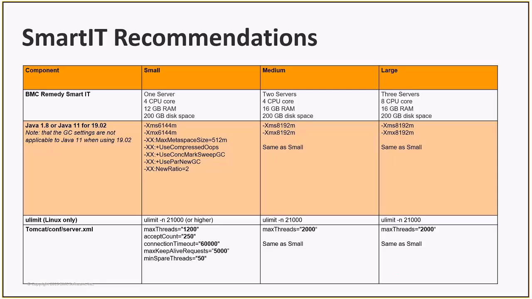And notice the memory requirements of 6 gigs and 8 gigs. And notice the ulimit setting. We recommend setting the ulimit -n at 21,000 or higher. And then again, for the different sizes, we have max threads of 1,200, 2,000, and 2,000. So those are the recommendations. You can refer to this documentation when you're getting ready to size, so you have all the numbers available.